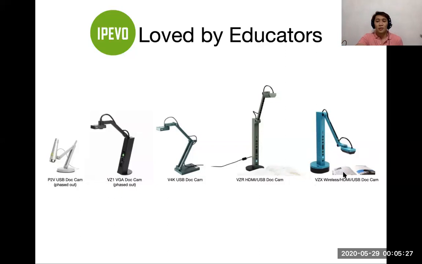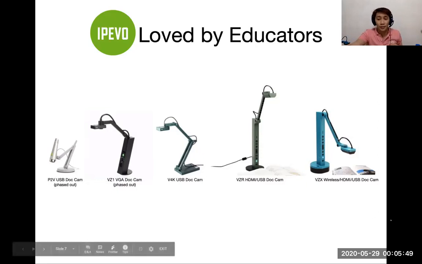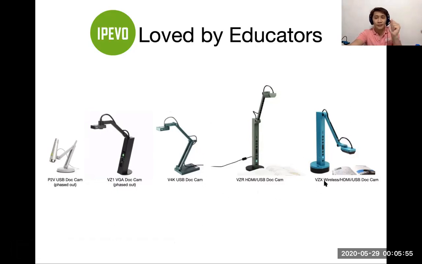As well as our latest model, our premium standalone document camera called VZX, a wireless HDMI/USB document camera. On top of HDMI and USB, you can use it wirelessly with Wi-Fi. You can pair it up with your laptop, your smartphone, your iPads, your Chromebooks, you name it, it works. It works like a charm, really easy to use as well. So these three models are the models that we currently sell on the market.